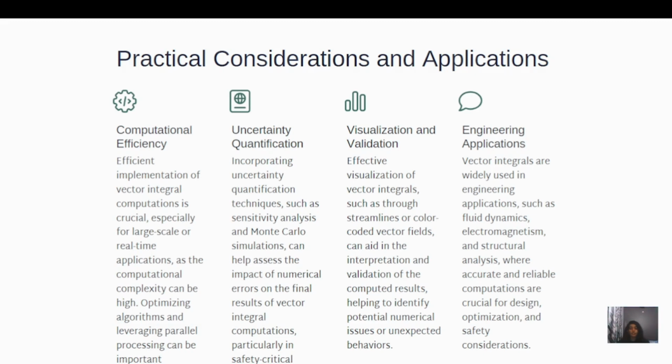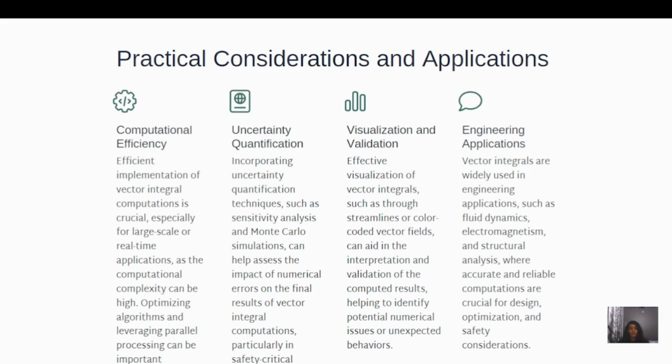Visualization and validation. Effective visualization of vector integrals, such as through streamlines or color-coded vector fields, can aid in the interpretation and validation of the computed results, helping to identify potential numerical issues or unexpected behaviors.